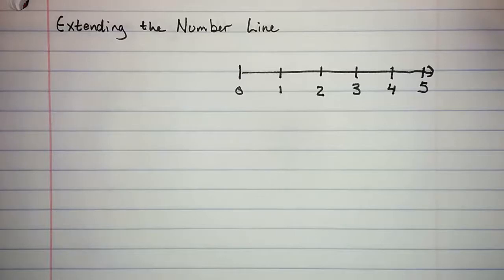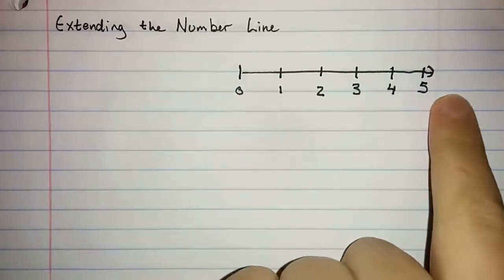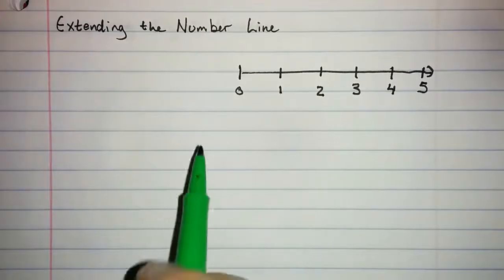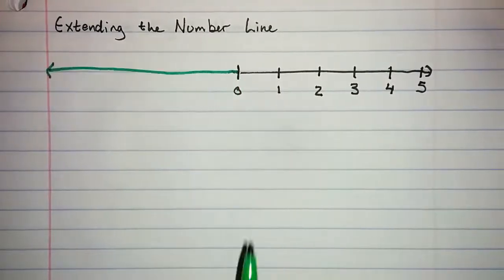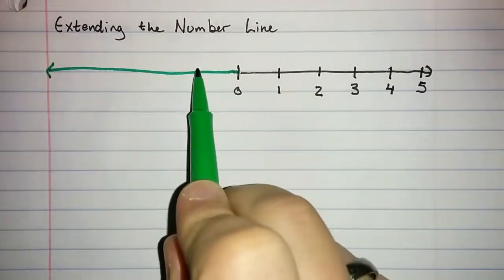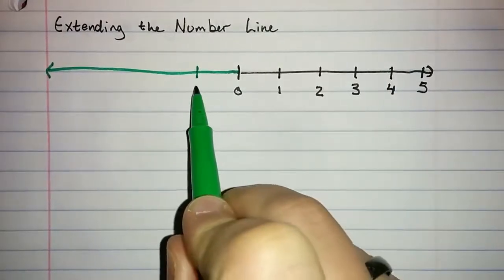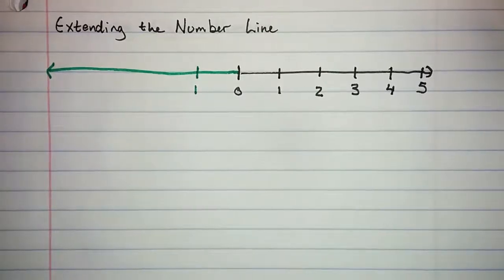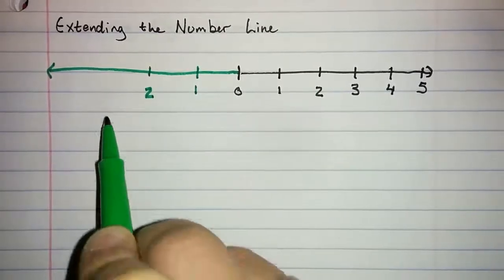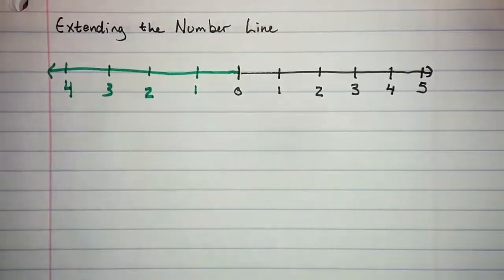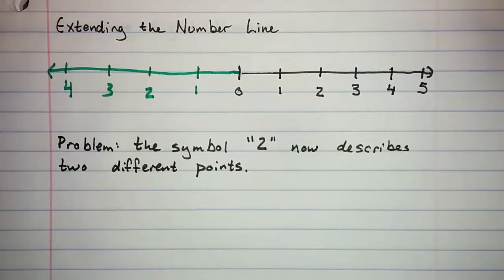The question that immediately comes to mind is, why am I going this way? Why don't I ever go this way? Instead of going to the right, I could go to the left. And I could go to the left by the same distance that I did to the right. I have a 1 over here. I really ought to have another 1 over here, and another 2, another 3, another 4, and so on. But that's no good, right? What's the problem? The problem is that the symbol 2 now describes 2 different points.